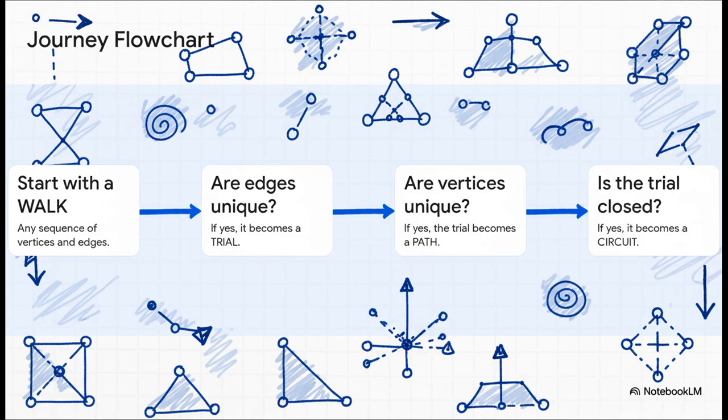Every journey starts as a walk. Now, if you decide not to go over the same edge twice, your walk becomes a trail. And if you also don't visit any vertex more than once, that trail becomes a path. And if your trail is a round trip, boom, it's a circuit. See how they all kind of build on each other?